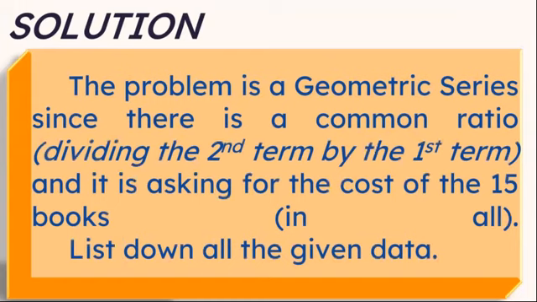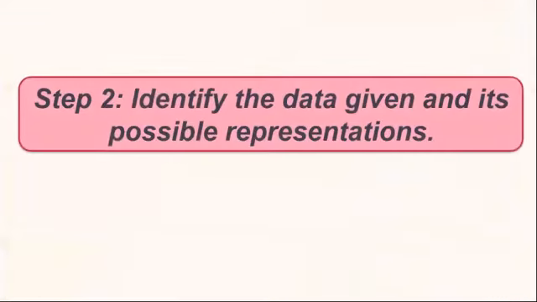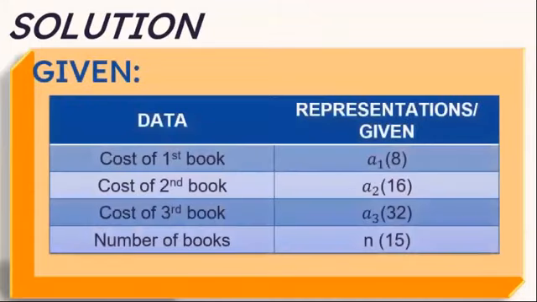For step number 2, we are going to identify the data given and its possible representations. Here is the given data. The cost of the first book is 8 pesos, so that will be our first term. The second book costs 16 pesos, so that is our second term. The third book is 32 pesos, that is our A sub 3. And the number of books, or our n, will be 15.